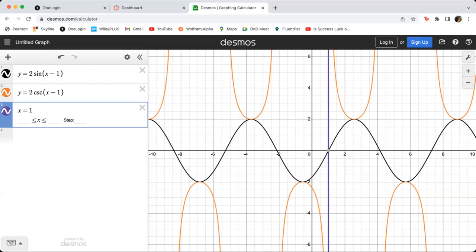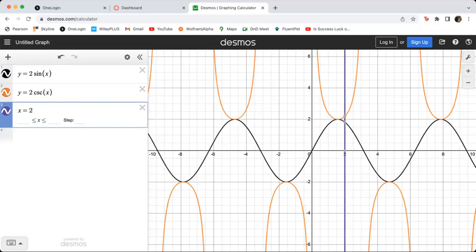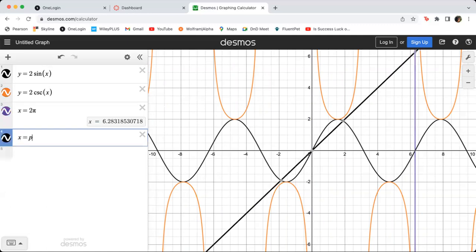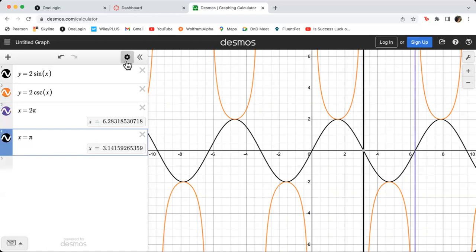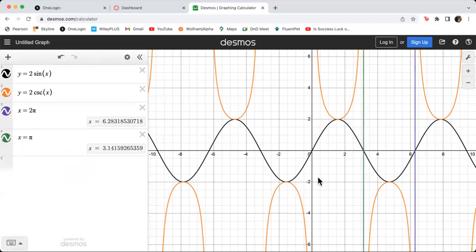So there's another place where sine is equal to 0 at 2 pi. There's another one. Or if we were doing this in degrees, that would be at 180 and 360. So wherever sine is equal to 0, we see cosecant headed off towards infinity, because cosecant is the reciprocal.